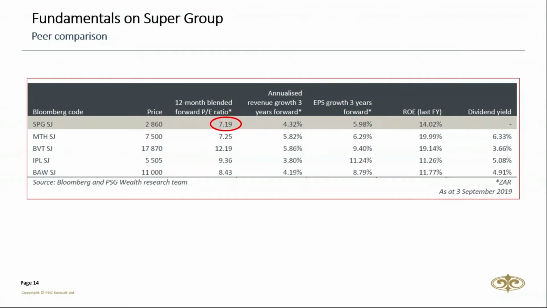So we're looking at what we call the peer comparison. This is again from the company analysis, the peer comparison of Supergroup relative to its peers. You can see it's very cheap. This is a 12-month forward PE, 17.19. I mentioned just now, very cheap relative to its peers. And when we talk about its peers, we talk about Motus Holdings, Bidvest, Imperial Holdings, and Imbala World.